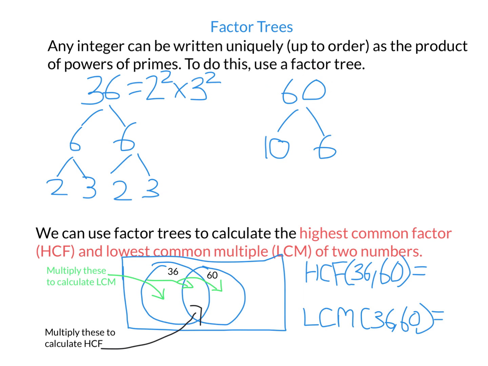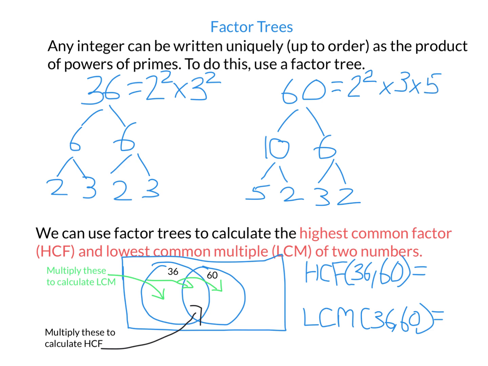So neither 10 nor 6 are prime. So I keep going. I keep factorizing until I only have primes. So 10 is 5 times 2. 6 is 3 times 2. So 60 is 5 times 2 times 3 times 2. It's unique. No other number has a prime factorization that has a 5, a 3, and 2 2s. So 60 as the product of primes is 2 times 2, or 2 squared, times 3 times 5.